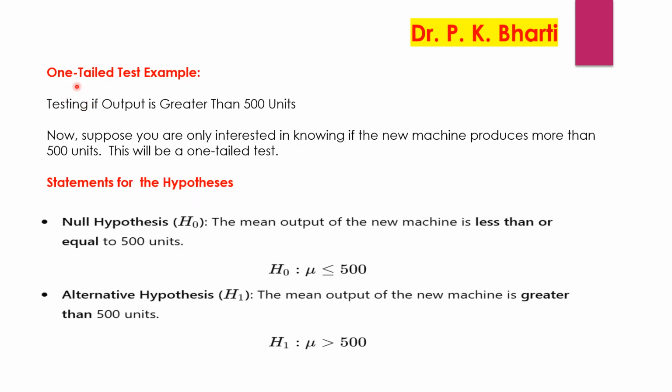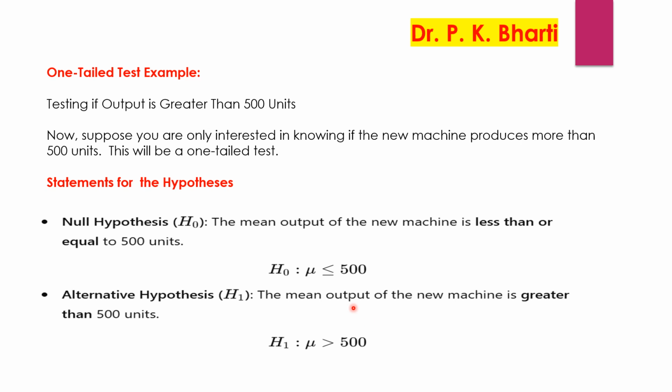Let us see for the same example how to write one-tail test. So testing if the output is greater than 500 units. While writing one-tail test for the problem I have mentioned earlier, we can write the null hypothesis as the mean output of the new machine is less than or equal to 500 units. That is H naught: mu less than or equal to 500 units. And alternate hypothesis we can write is the mean output of the new machine is greater than 500 units. That is H1: mu is greater than 500 units.